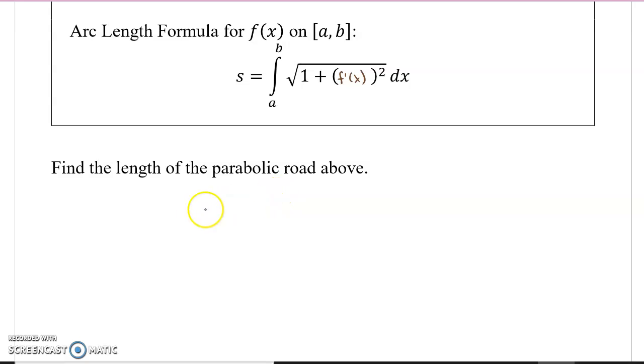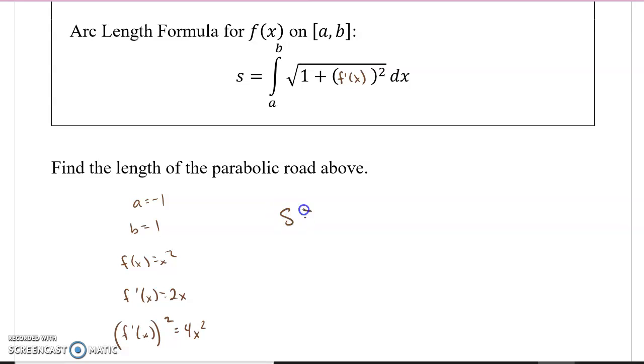So if we're going to try to find the length of that parabolic road, we have a equals -1, b equals +1, and f of x equals x squared, which means that f prime of x equals 2x. So that means that f prime of x squared equals 4x squared. So s is going to equal the integral from -1 to +1 of the square root of 1 plus the square of our derivative, dx.